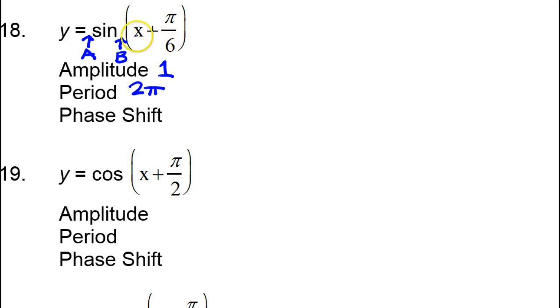That's what you get when you have something added or subtracted inside the function right next to the x. It's the opposite of what it looks like, though. So this plus pi over 6 is actually pi over 6 to the left, not the right. So the phase shift is going to be pi over 6 to the left. Okay, so let's go ahead and do the graph based on this information.